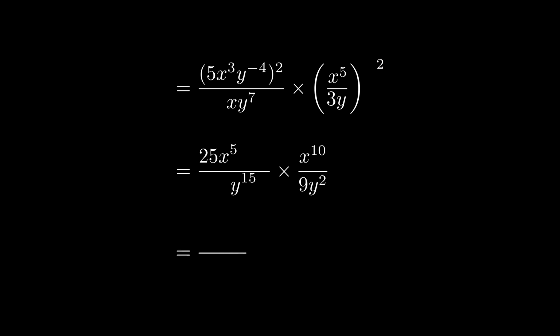So for our final answer, the 25 and 9 as just numbers can't simplify, so they'll just stay where they belong. So 25 upstairs, 9 downstairs. The x to the power of 5 and x to the power of 10 up the top need to multiply, and when we multiply them, we add the powers to 15. Likewise, y^15 and y squared down the bottom will multiply, and so we add those powers to y^17. And that's how you simplify a whole heap of stuff.